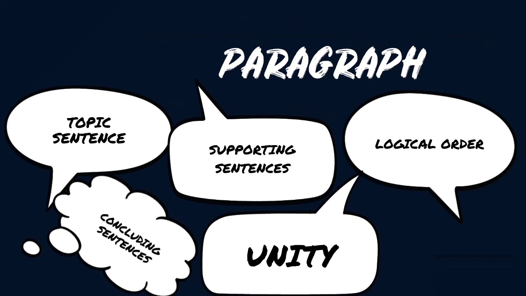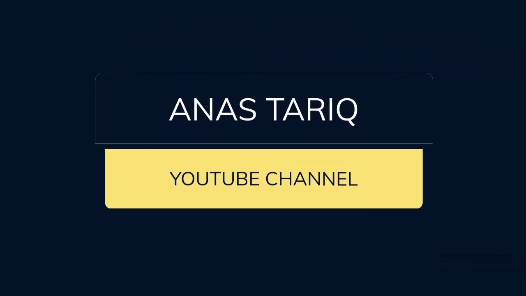Today we discussed the paragraph and its elements. What is a paragraph? It's nothing but a group of sentences which support one idea. It has many elements like topic sentence, supporting sentences, logical order, concluding sentences, and unity.